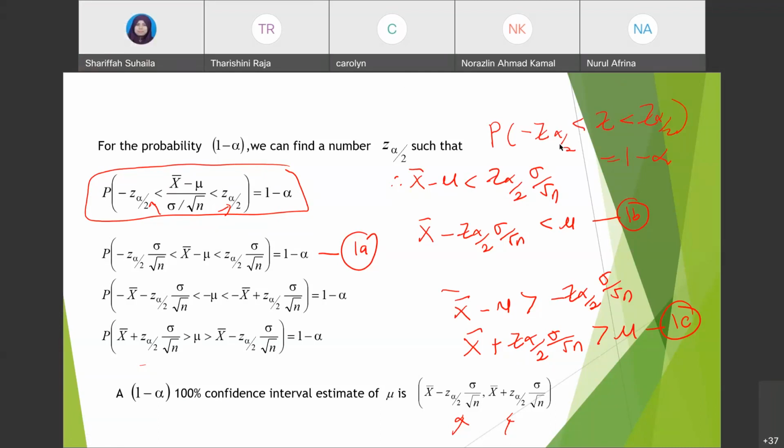Okay, so z is between minus z alpha over 2 and z alpha over 2. The probability is 1 minus alpha. So z is replaced with x bar minus mu over sigma over square root of n. Okay, so we modify it.